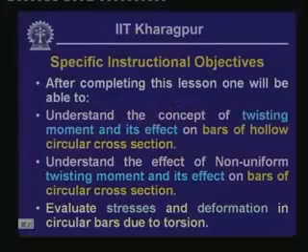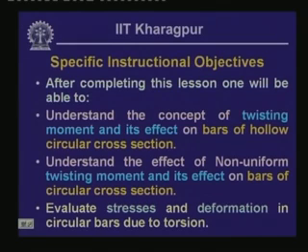Now, some bars may not be uniform; there could be variation in the section, or there could be a uniform section but torsions applied at different points with different magnitudes. If that kind of situation arises, what will be the consequence of that loading on the system? That is the non-uniform twisting moment and its effect on bars of circular cross section, and thereby one should be able to evaluate stresses and deformation in circular bars due to torsion.